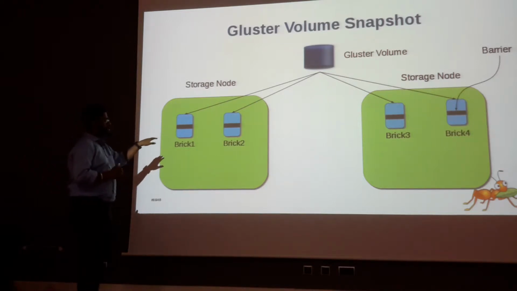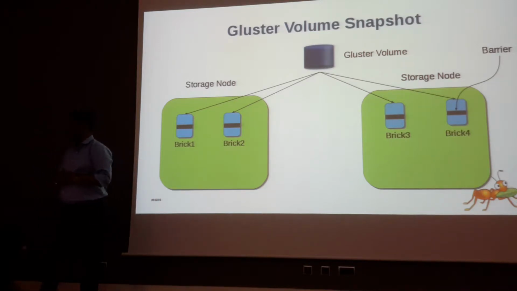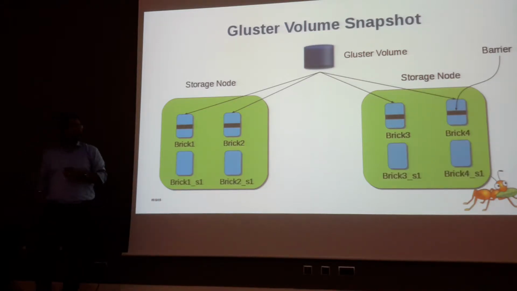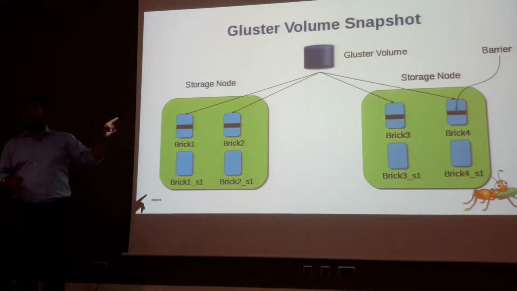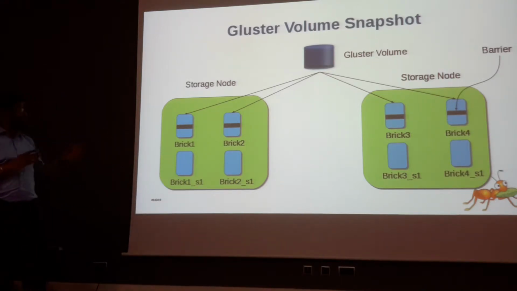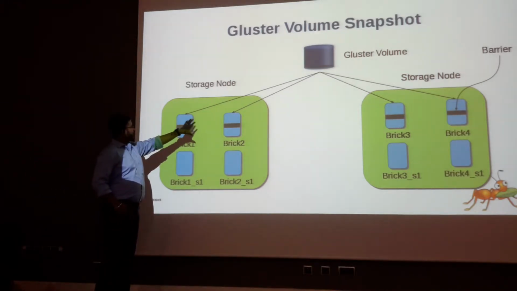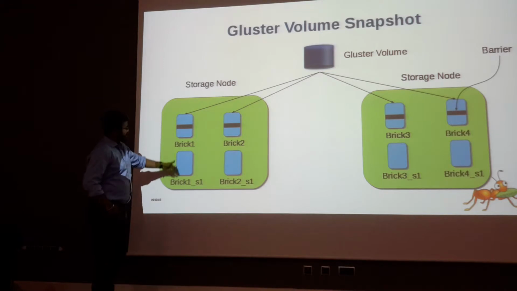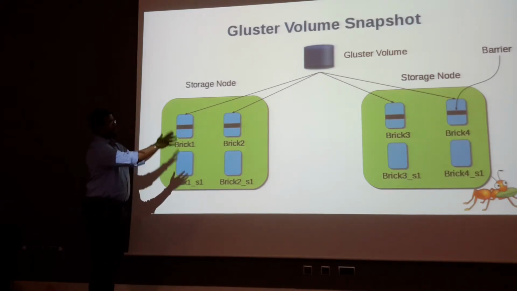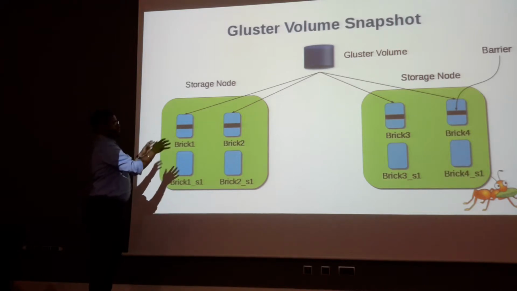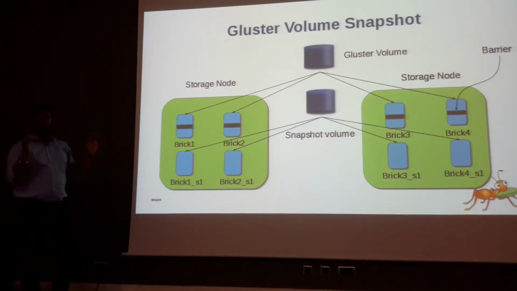Once the barrier is done, we proceed with each brick and issue an individual snapshot command. That creates equivalent bricks for the snapshot volume. These are the bricks for the original volume. When we take a snapshot, it creates an elemental copy. Once you have copies of all the bricks, you create a volume out of them. This forms a snapshot volume.